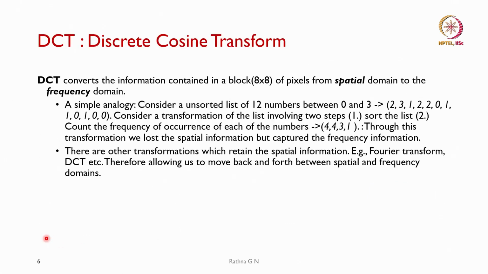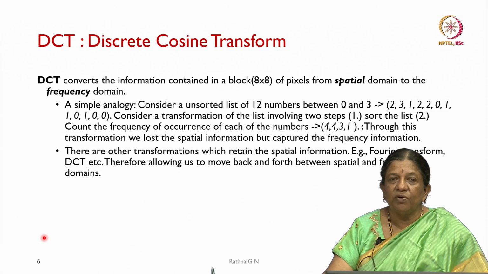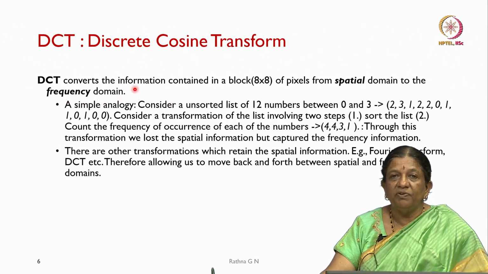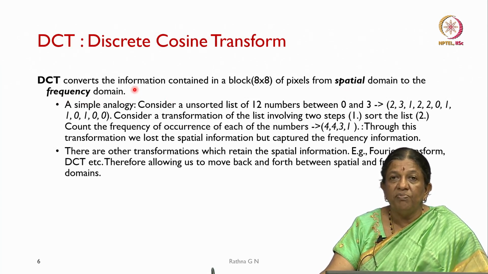So, for the first step what we have is the discrete cosine transform. This converts the information contained in our block of 8 by 8 pixels from the spatial domain to the frequency domain. In the case of FFT, we transform from time domain to frequency domain. Here, from the spatial domain we will be going into the frequency domain.